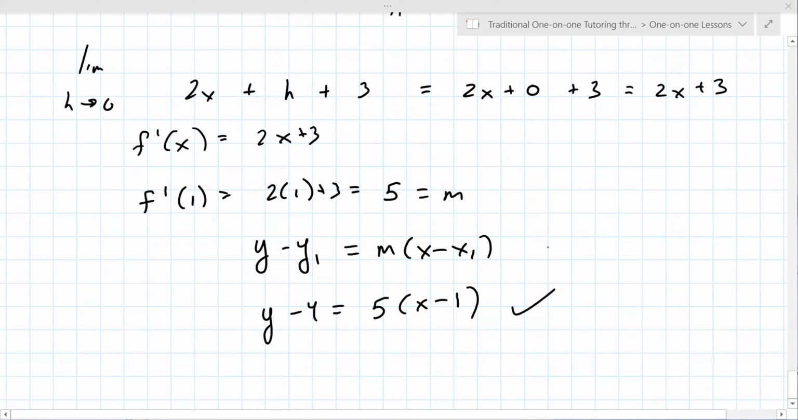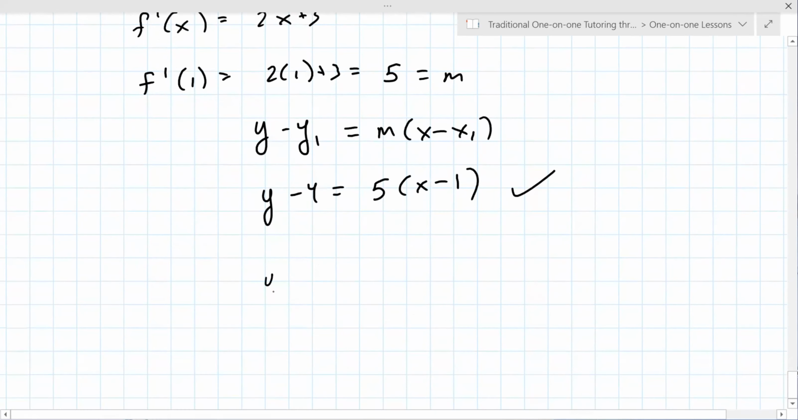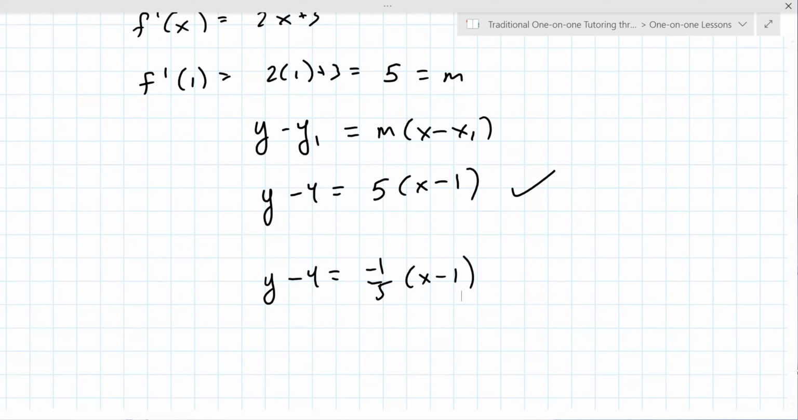And then so I had the right idea. So you would just do the perpendicular slope, the opposite reciprocal, right? Perpendicular. Yeah. So y minus 4 equals negative 1/5 times (x minus 1). Okay. That's the normal. Yeah. I see. Okay.